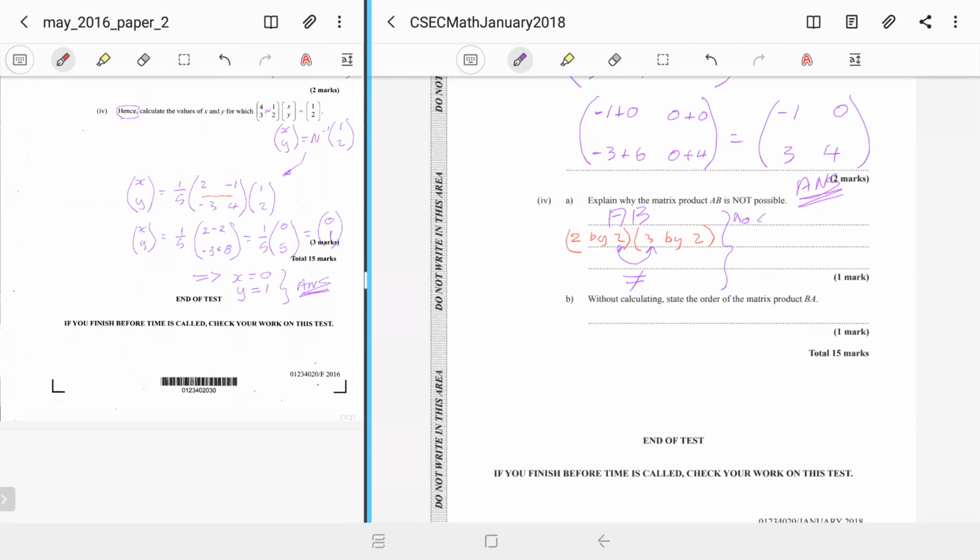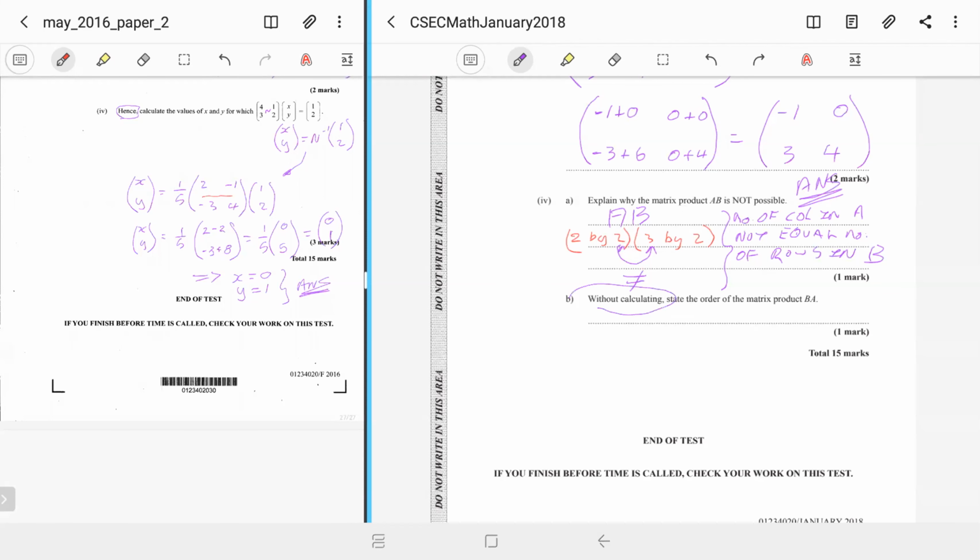Number of columns in A not equal to number of rows in B. That is the reason, 1 mark for that. I'm going to show it right here to the examiner. They're not equal. Number of columns in A not equal to number of rows in B.